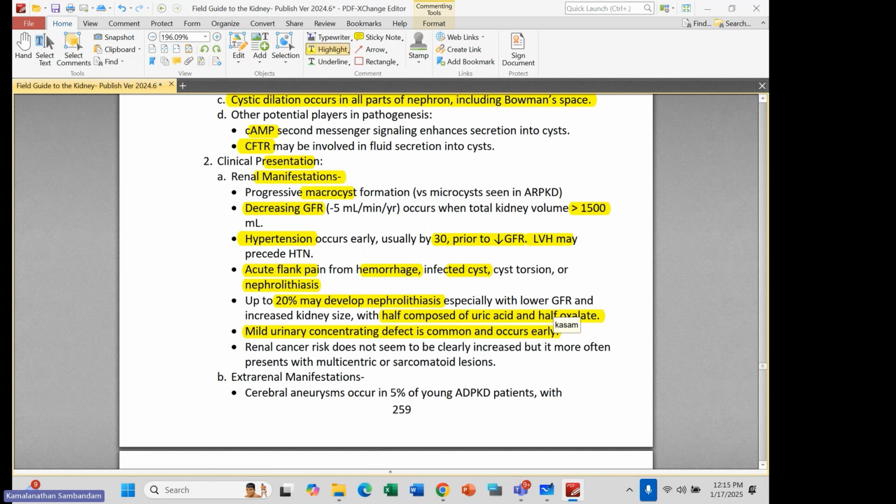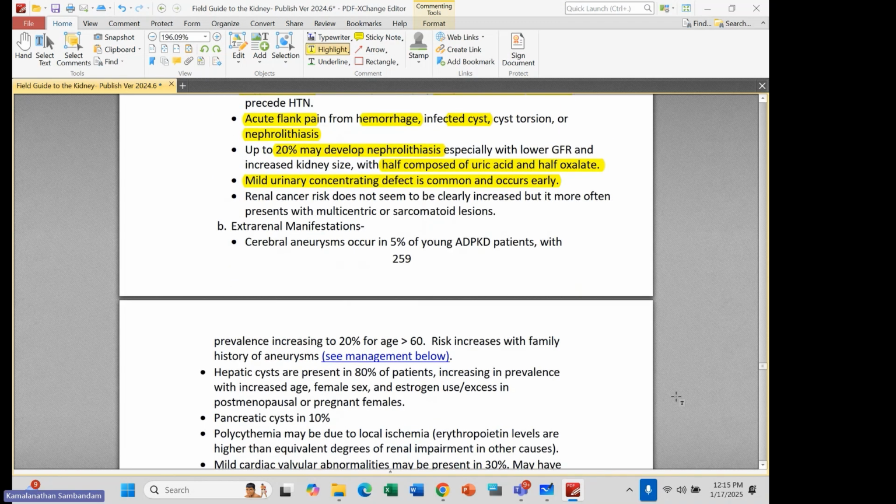Remember, uric acid stones are derived from an overly acidic urine, right? That is the underlying pathogenesis of uric acid stones, aciduria.